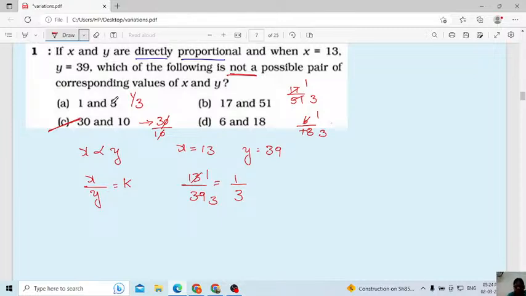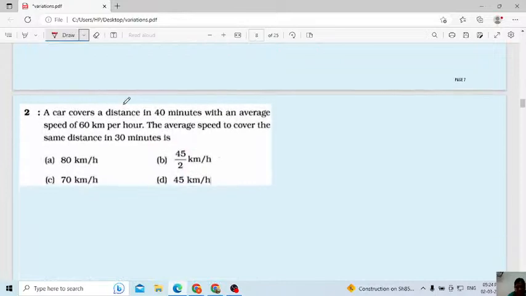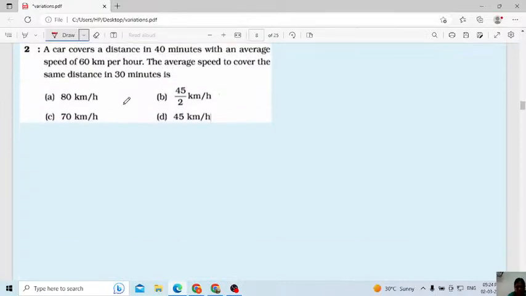Understood everyone? Very easy variation. If you know the concept, no need to solve all of this. When you see it, you can pick the correct answer. Okay, I think everyone understood. Very easy question. Then solve the next one.